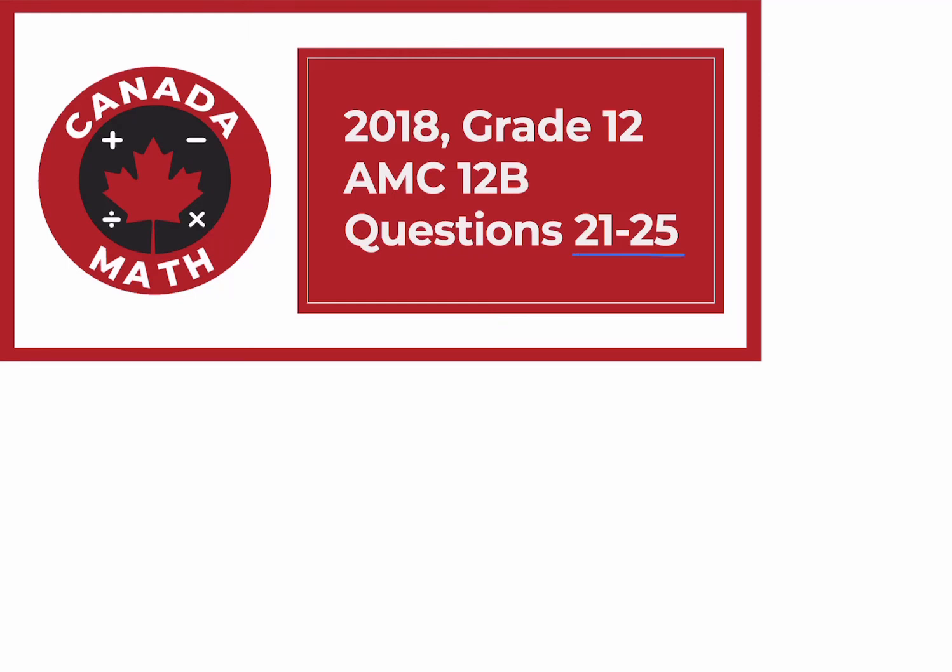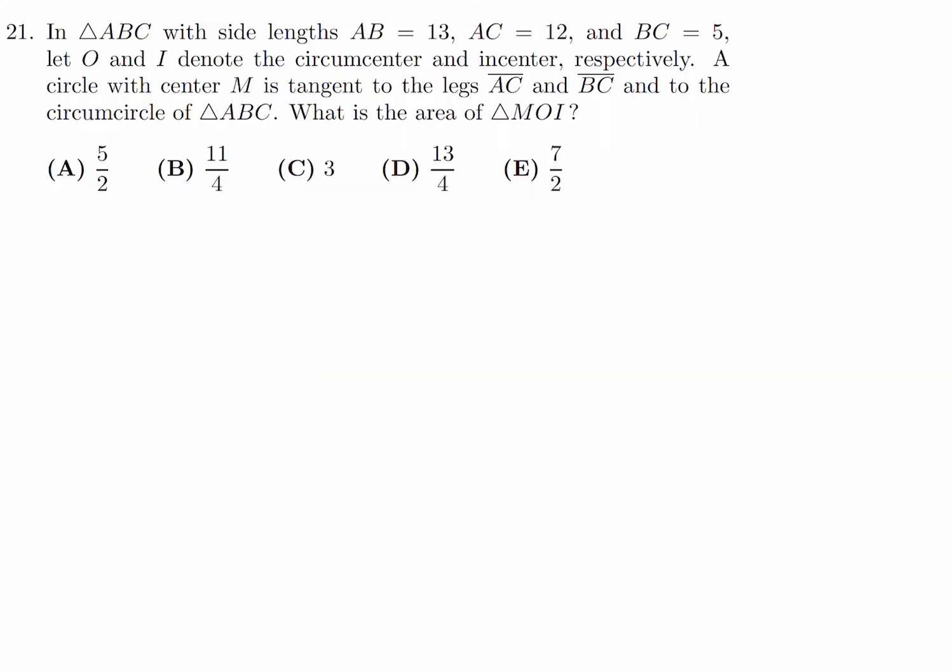Questions 21 through 25 on the 2018 grade 12 AMC 12B. In triangle ABC with side lengths AB is 13, AC is 12, and BC is 5, let O and I denote the circumcenter and incenter respectively. A circle with center M is tangent to the legs AC and BC and to the circumcircle of ABC. What is the area of triangle MOI?